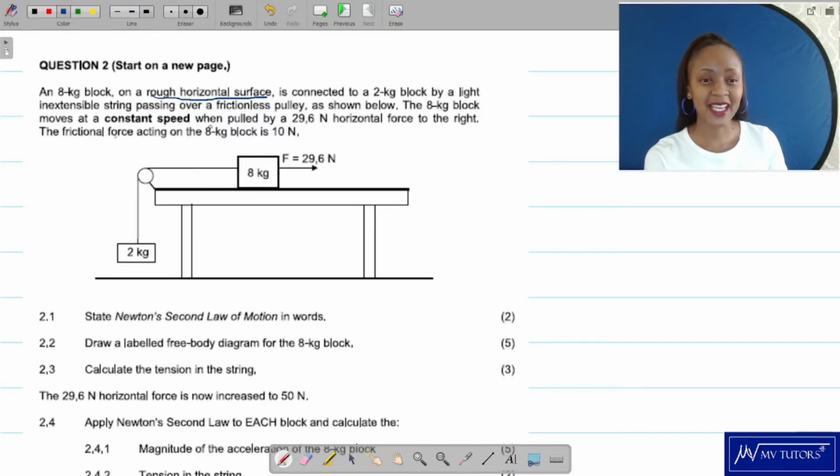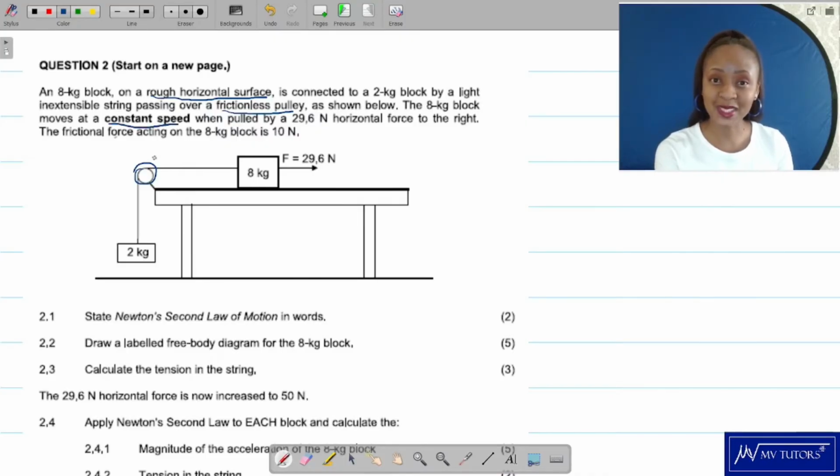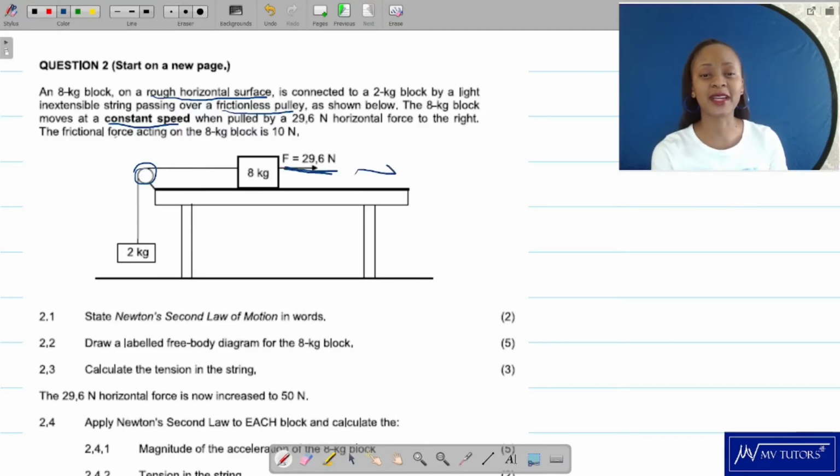Yeah, okay, and we have a frictionless pulley, so you don't have to consider friction at the pulley section. Okay, the 8 kg block moves at a constant speed. They've put it there in bold, so you know if there's constant speed, there is no acceleration. So the 8 kg block moves at a constant speed when pulled by a 29.6 Newton horizontal force to the right. So there is a force applied. So this whole system is going to move to the right.